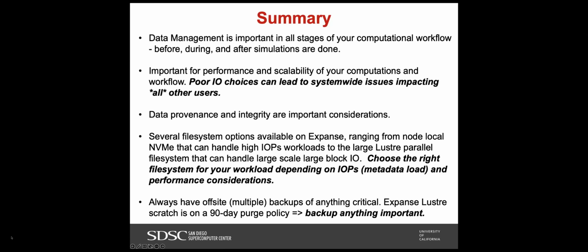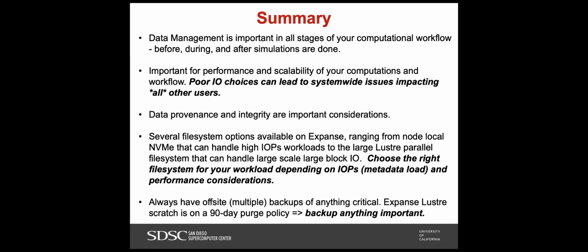Okay, so going off the previous discussion we had on the file system, basically it's important to make the right IO choice, like which file system you choose to write to and how you write to it. And remember that poor IO choices can lead to system-wide issues that affect everybody. I think Rick talked about the data provenance aspect and data integrity aspect.